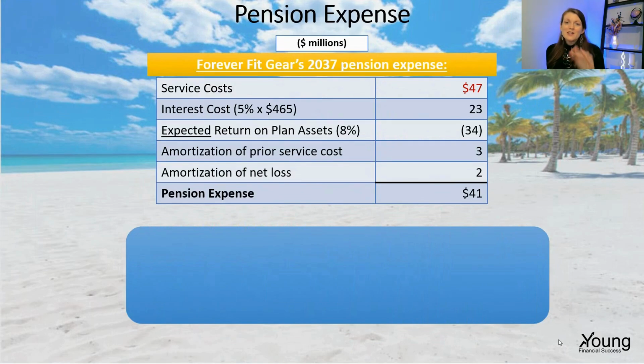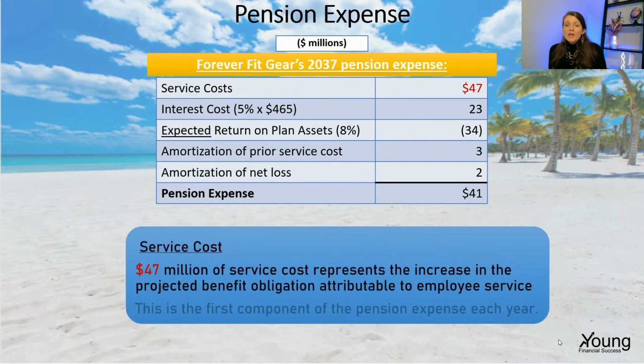Same numbers right here, but now we start breaking them down. So for the $47 million for those service costs, we've already talked about it, but let's just go through it one more time. That is the service cost that represents the increase in projected benefit obligation that was due to our employees working there for another year. That was the employee's service. So this is the first component of our pension expense. So it was $47 million that was calculated outside of this, showing there's another year of our employees working here, which is going to increase how much we are obligated to pay them.